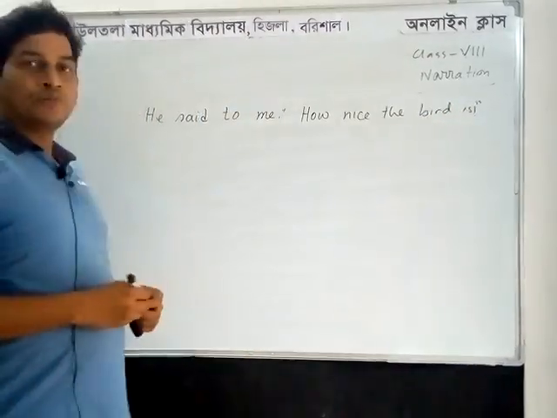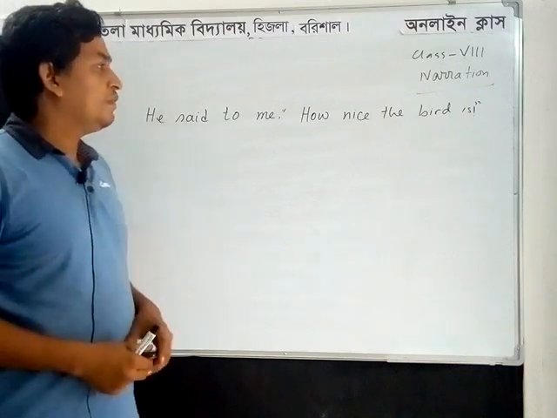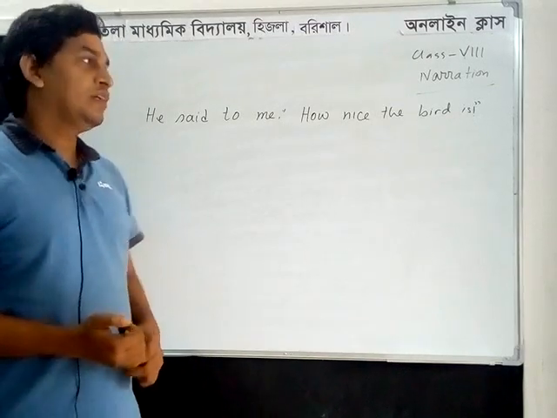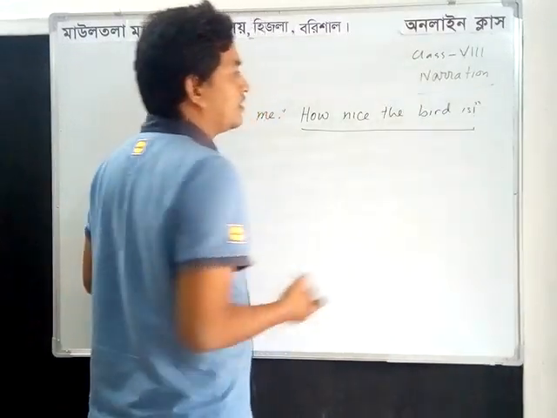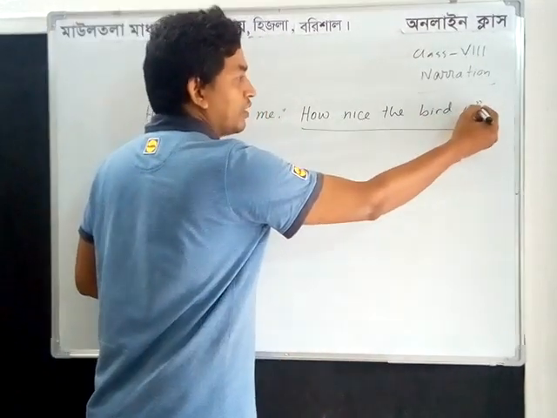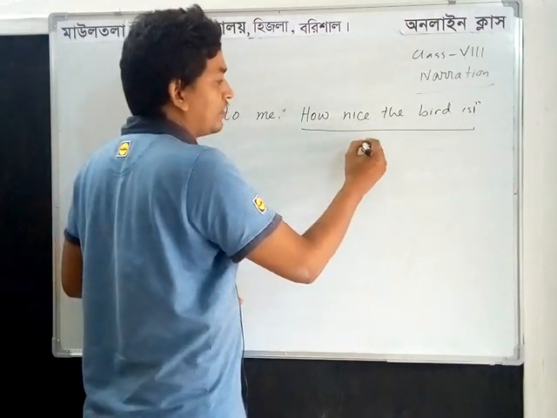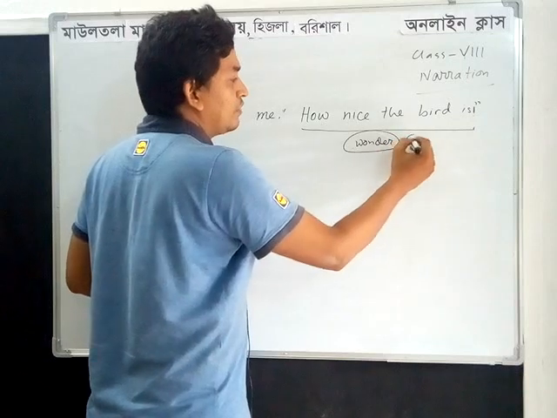Here is an example of a direct speech. The sentence, "He said to me, how nice the bird is," is an exclamatory sentence, because in this sentence, "how nice the bird is" possesses a note of exclamation and it depicts wonder. It depicts wonder.